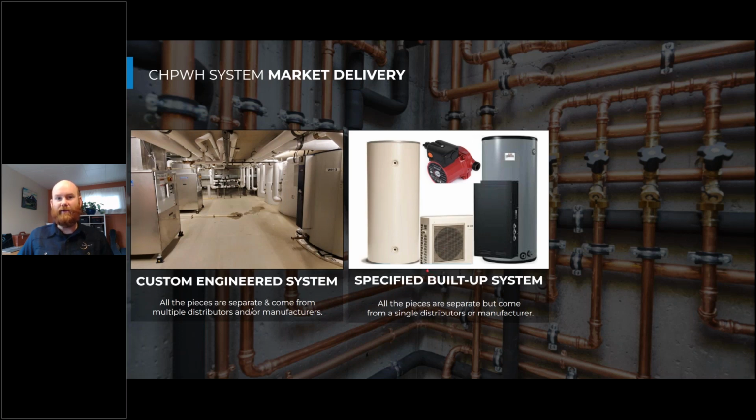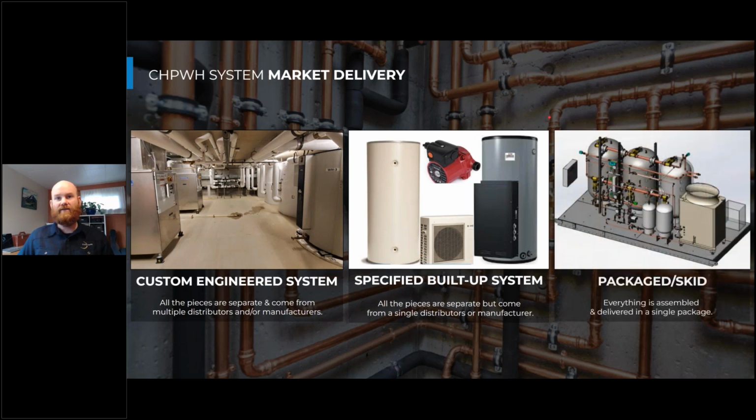So the specified built-up system is a great way for these products to be delivered to the market. And so maybe plumbing engineers or plumbing designers might be looking more towards this route for a lot of the market rate buildings that we're building. And maybe in our really highly efficient projects, with a lot of energy efficiency goals and some interesting project constraints, we might be looking more at that custom engineered system.